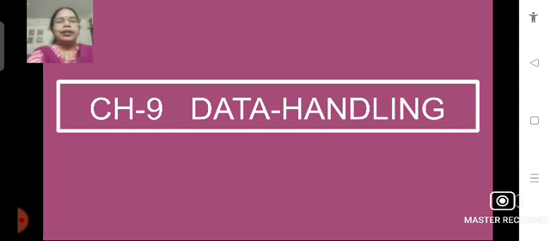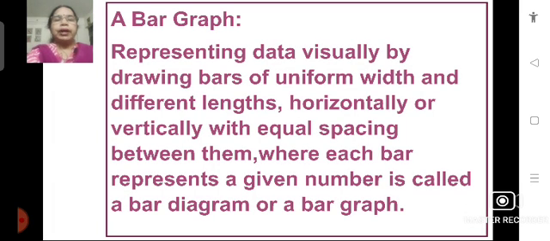Chapter number 9, data handling. In today's session, we are going to learn what are bar graphs, how to do the interpretation of the bar graph or how to study a bar graph, and also we will solve the problems of exercise 9.3. So what is a bar graph?